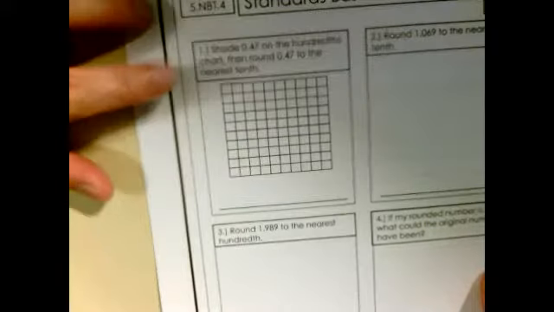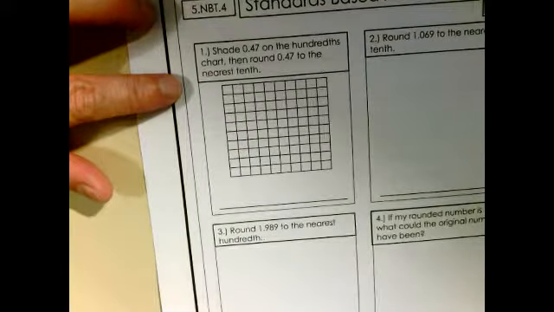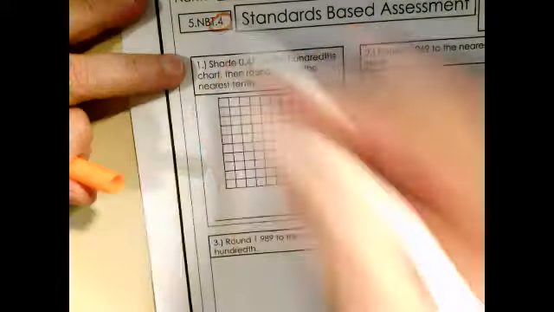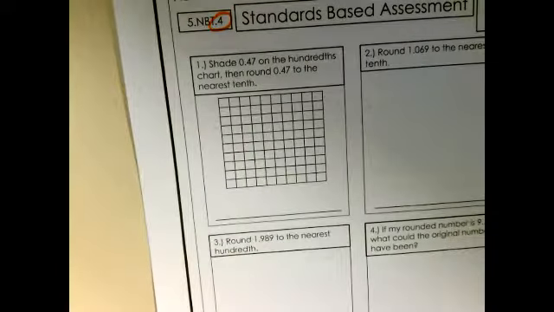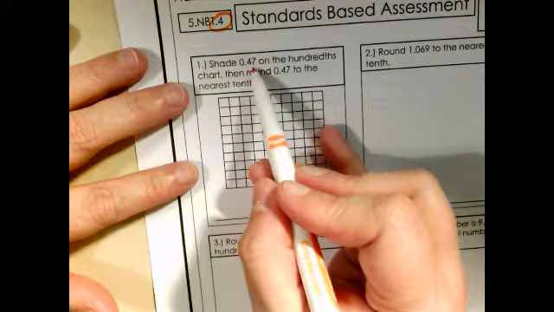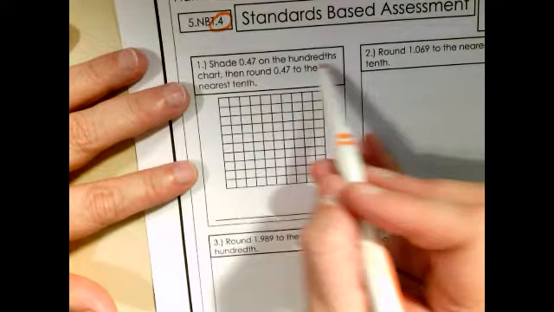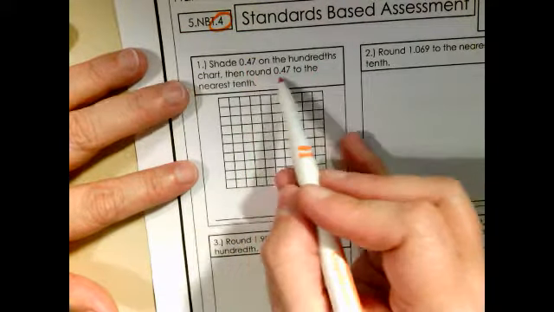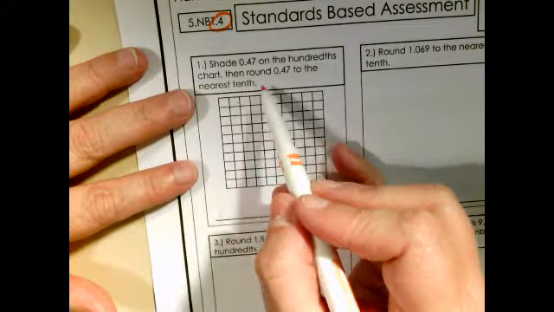Okay. So we are going to move on, and I told you we're probably not going to do all of these, but we were covering 2 standards today. Because these are very similar. This is the 4th standard. If you're following along, this says shade 47 hundredths on the hundredths chart. Then round 47 hundredths to the nearest tenth.